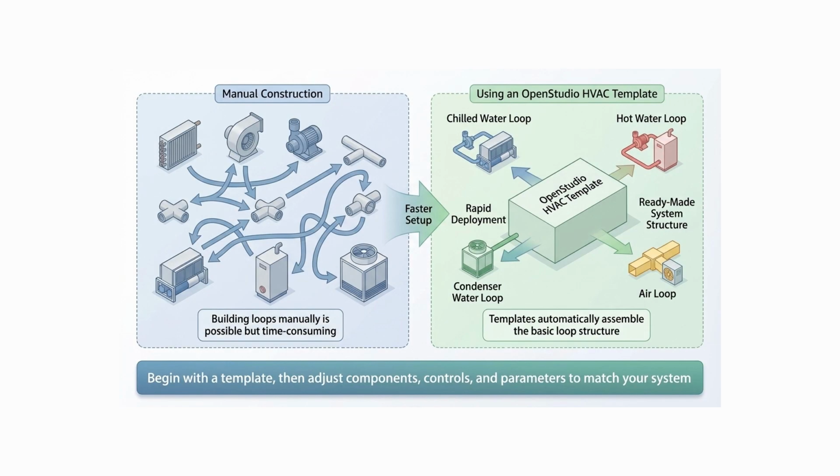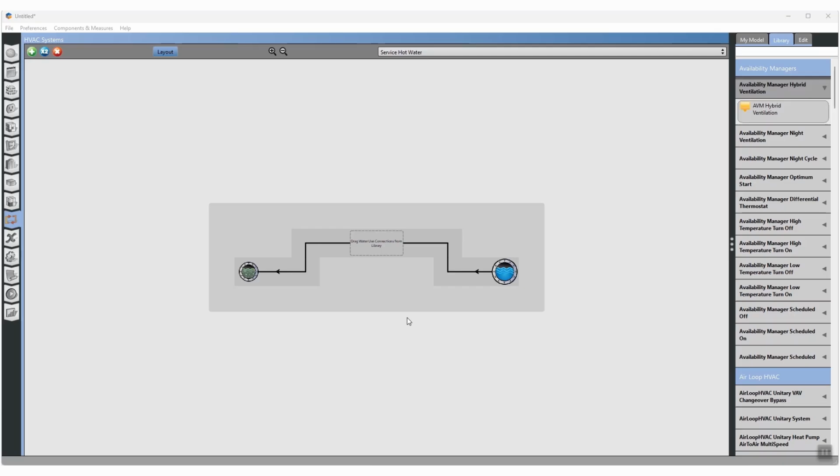While it is technically possible to construct all of these loops and components manually, doing so can be time-consuming. In practice, it is usually much easier to begin with an OpenStudio HVAC template, which automatically assembles the basic system structure. From there, you can adjust components, controls, and parameters to better match the system you want to model. Let's look at how we can quickly add a template HVAC system in OpenStudio.